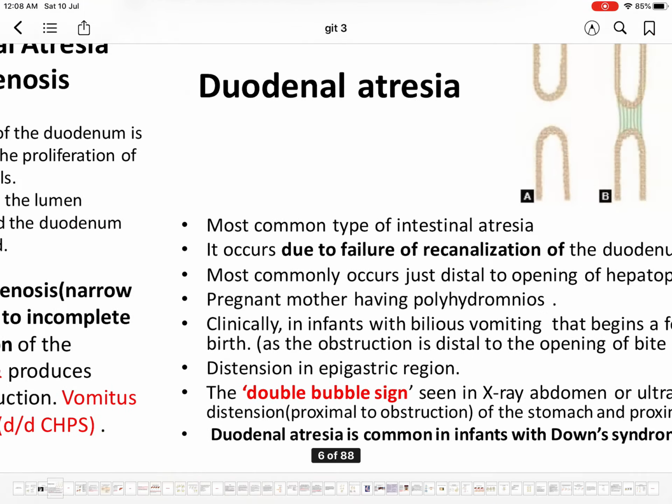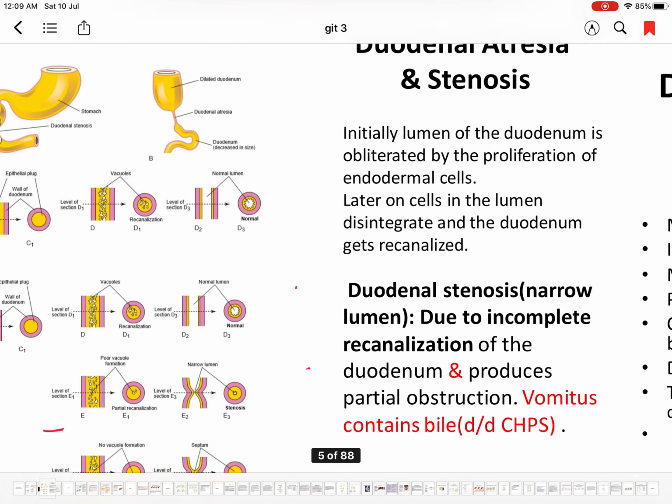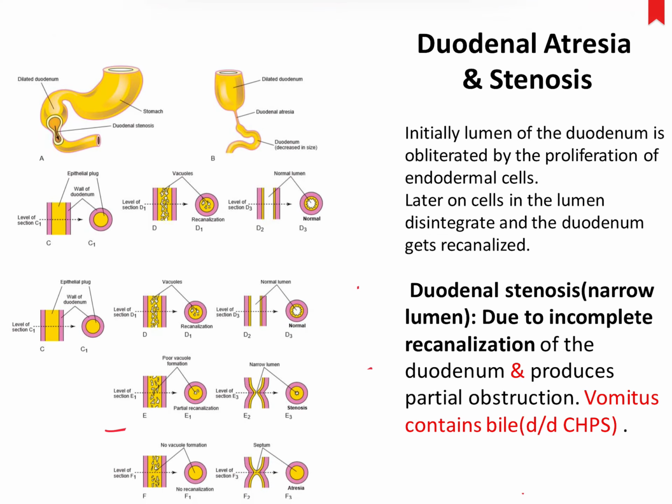Now coming to the duodenal atresia. Duodenal atresia is the most common type of intestinal atresia, and it is due to failure of the recanalization of the duodenum. In the third diagram you can see the complete non-recanalization of the duodenum that will lead to form atresia.